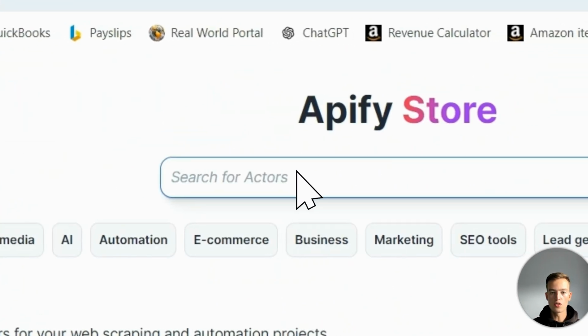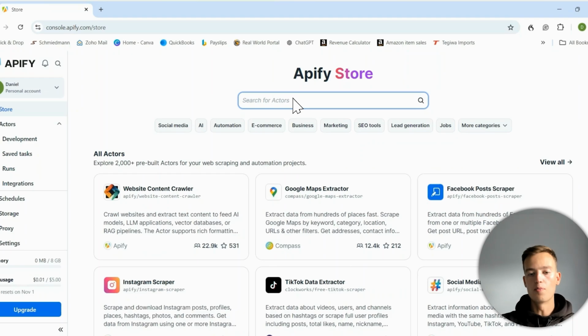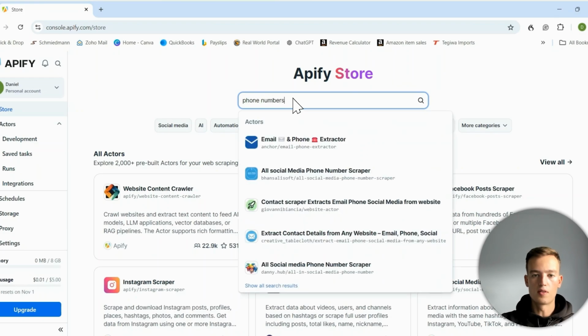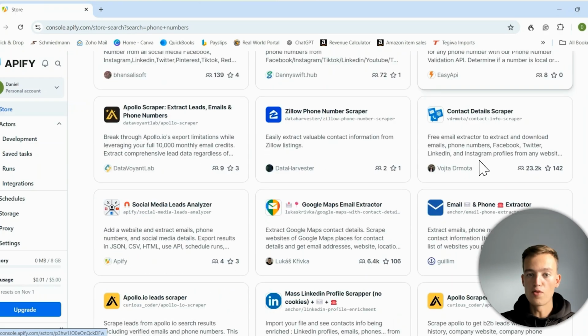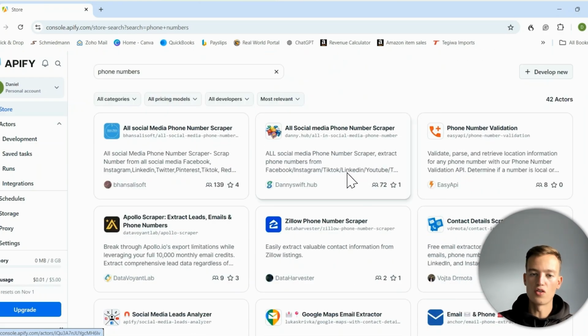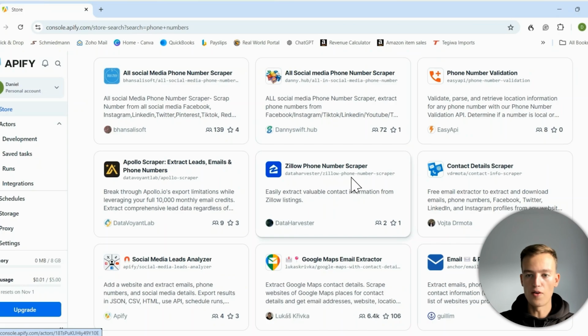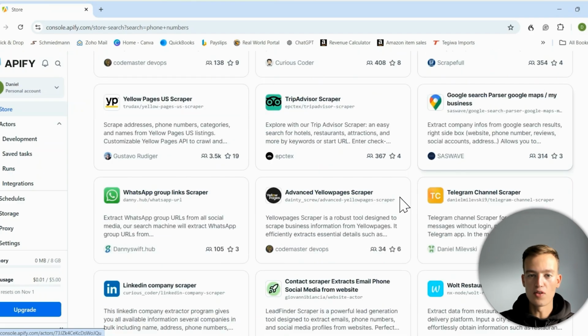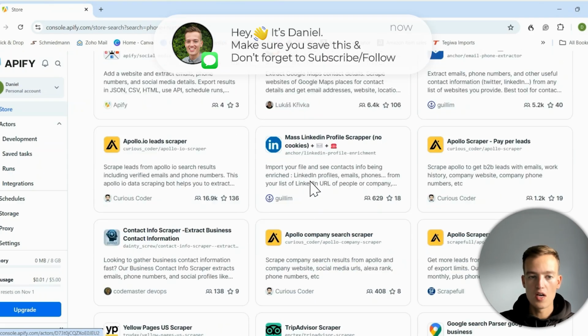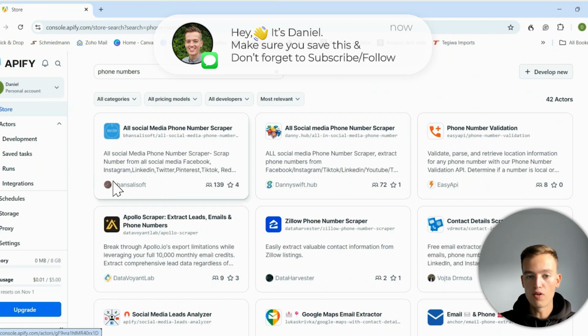So there's the store side. Let's say you want to scrape. You're probably going to want some kind of emails, or let's just put phone numbers. So all social media phone number scraper, phone number validation tools, Zillow phone numbers, Apollo scrapers. I mean, it's just crazy some of the stuff that's on here. TripAdvisor scrapers, you name it, they've pretty much got it.